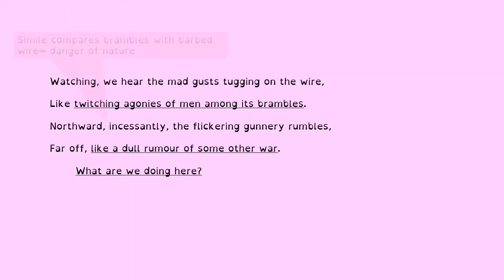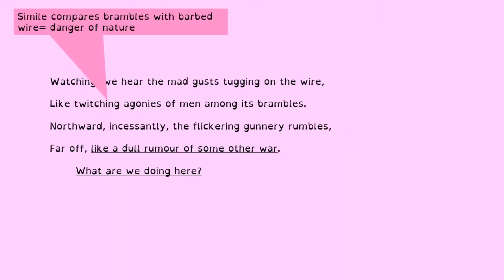So moving on to the second stanza, the simile here: "Watching, we hear the mad gusts tugging on the wire like twitching agonies of men among its brambles." So the simile compares brambles with barbed wire, and you'll see that the whole way through this poem nature is demonised because the soldiers feel that nature is also attacking them in a way that the enemy attacks them. And this reference to barbed wire obviously was used quite widely in World War I in trench warfare, but also refers to how dangerous the brambles can be.